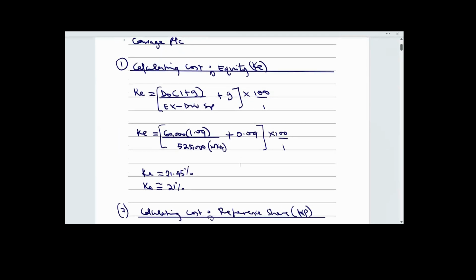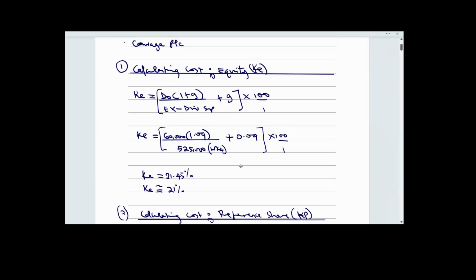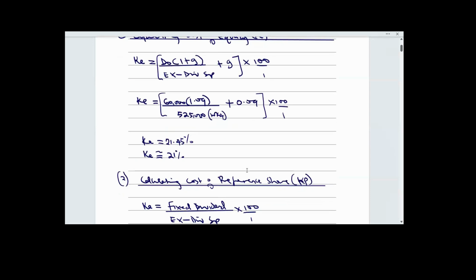Now, let me go back to the cost of equity. I told you earlier that you can either use absolute value or you use par value to calculate your cost of equity or even cost of preference share, any one of them. Please, if examiner is not specific, always use par value. Par value is faster.